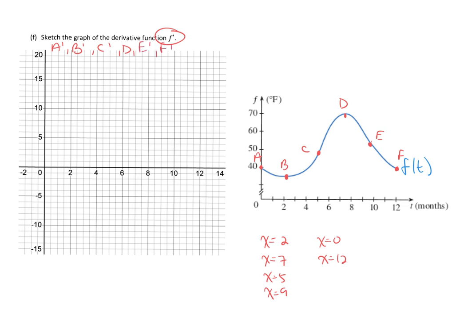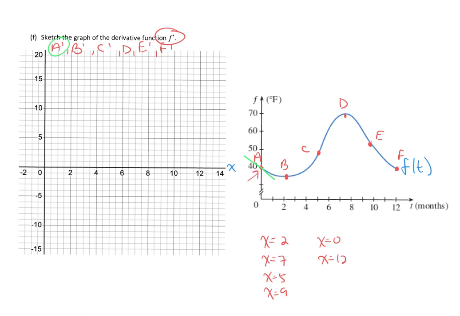So I'm going to plot the derivative with those points. Recall that the derivative is the slope of the tangent line that touches the graph at each point. Let's start with point A. Hopefully you can see that the tangent line is decreasing, so the derivative is going to be negative. When I plot A prime, I'm going to plot it below the x-axis.